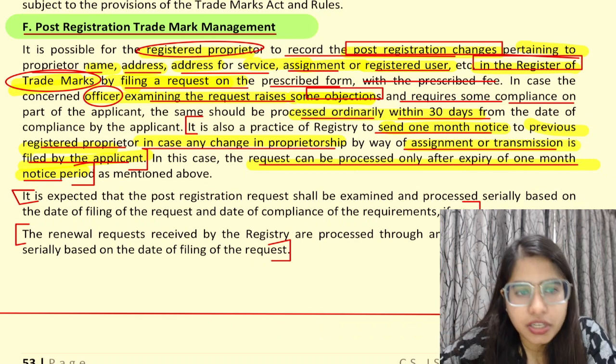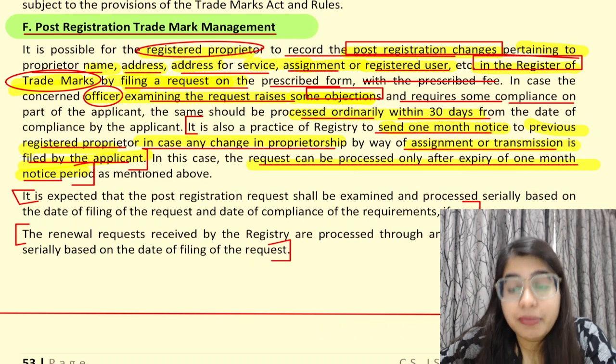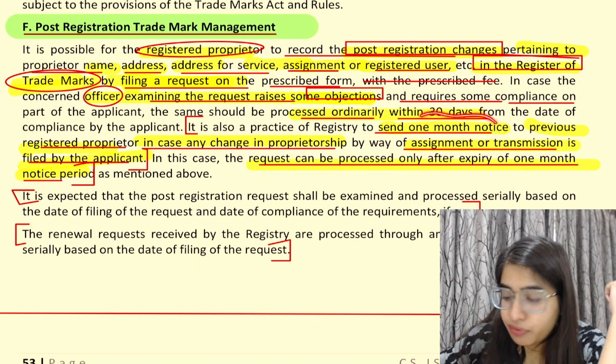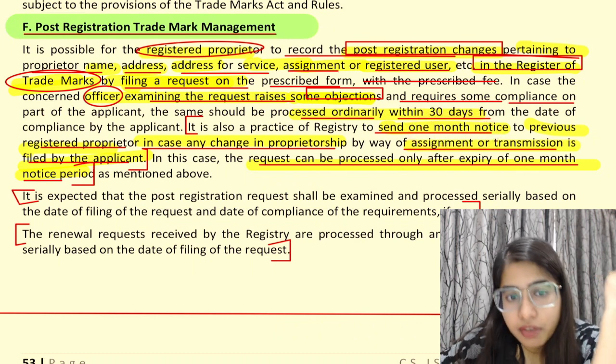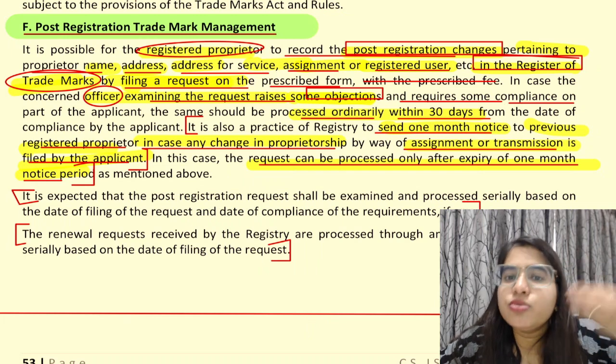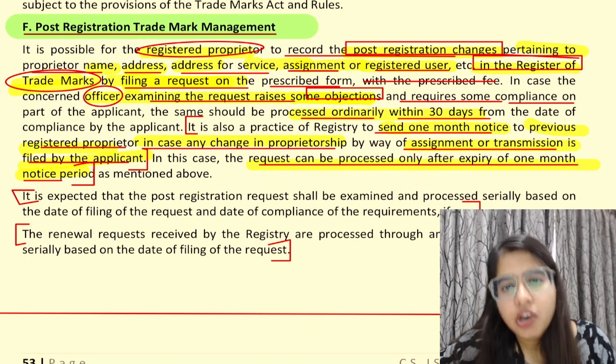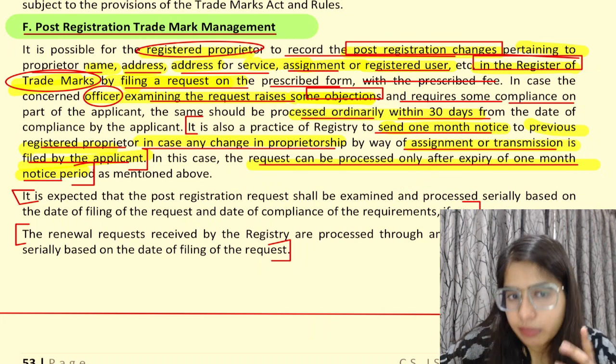The ownership is changing. Then the trademark registry, or the registrar, will give 1 month notice to Nestle, the previous owner, asking are you satisfied, are you serious, you are actually giving your trademark to someone else. And if they have no objection within 1 month, then only that assignment will be done, and it will be registered in the new person's name. Are we clear with this?